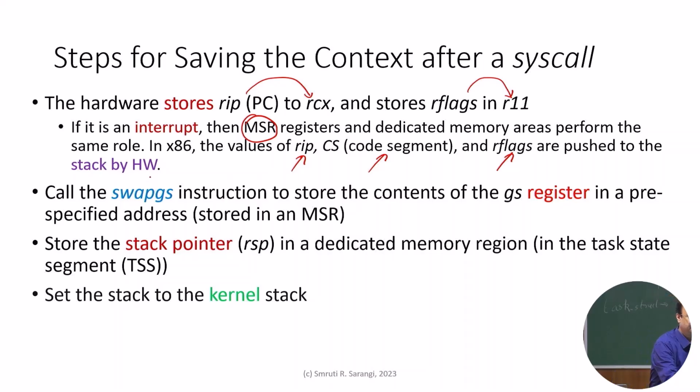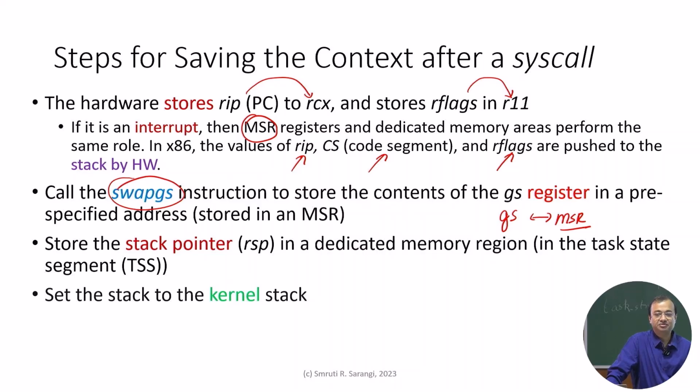Then what we do is store the value of the GS segment register. The GS segment register swaps its contents with a dedicated model-specific register, a privilege register. So it's a way of storing it: whatever is there in GS, we store it in a model-specific register. And the stack pointer and a few of the other things are stored in a separate segment. As I said, we have segmented memory in x86. So x86 has a separate segment just for storing information related to the current task.